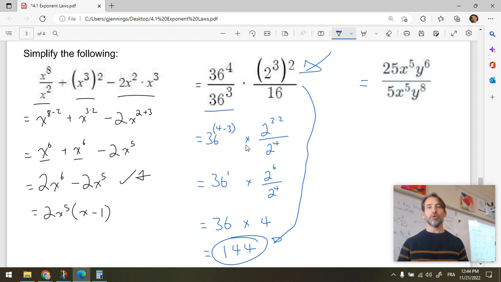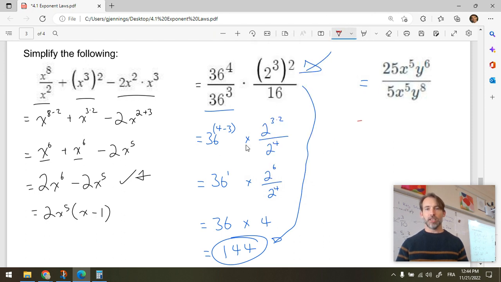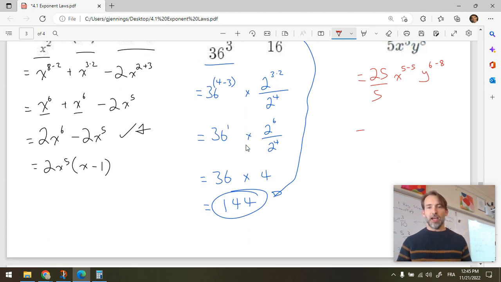If I have something like this that mixes both numbers and exponents, then what I do is I change the color of my pen so you know I'm working on a different question. This one is equal to 25 divided by 5. What's that? 5, okay. X to the 5 divided by x to the 5, I can use this law, subtract the exponents, and y to the 6 divided by y to the 8, I can also subtract the exponents. Okay? So 25 divided by 5, you've identified that that is 5, no problem, that's good.